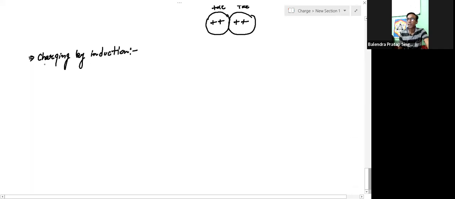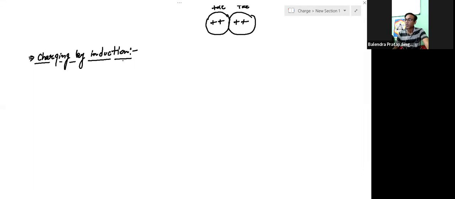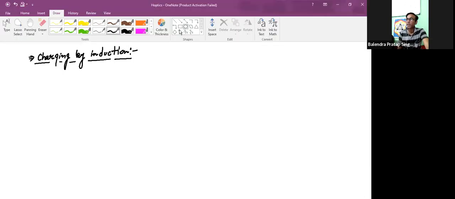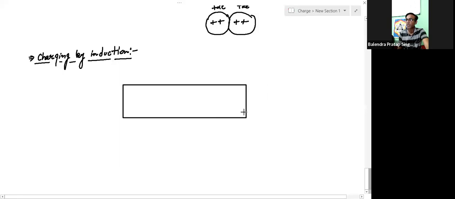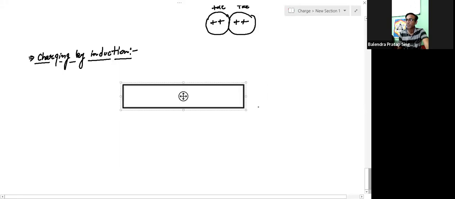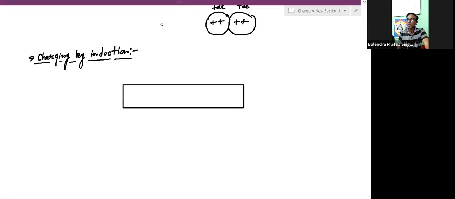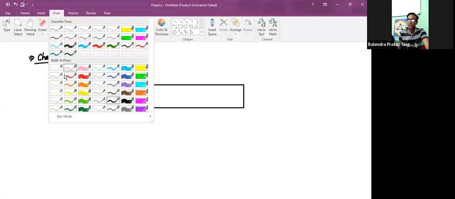Okay, so induction. We charge by induction without putting two bodies in contact. This time we will not touch the two bodies to each other. So how can we apply this method? Suppose I am choosing a conducting body which is neutral in nature.